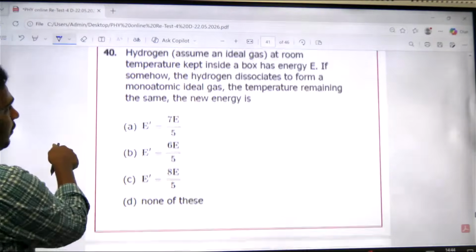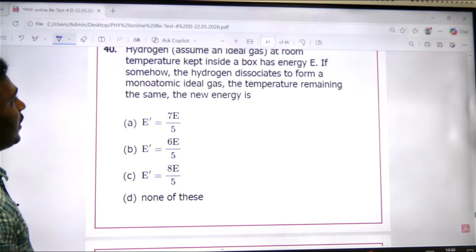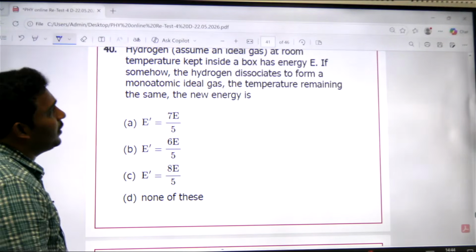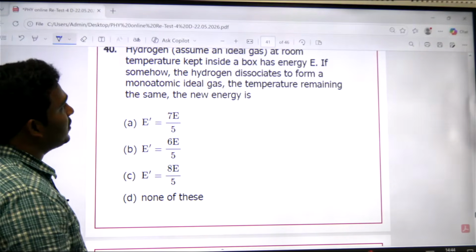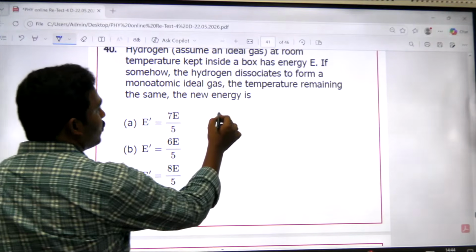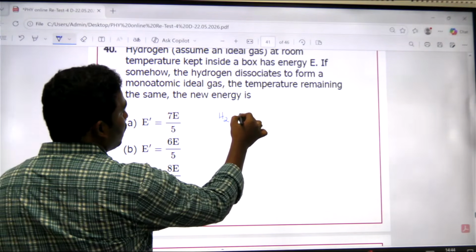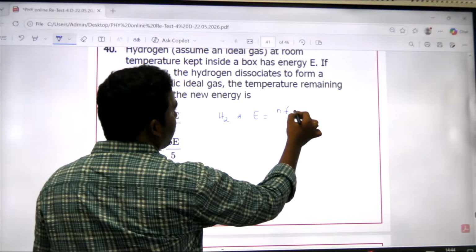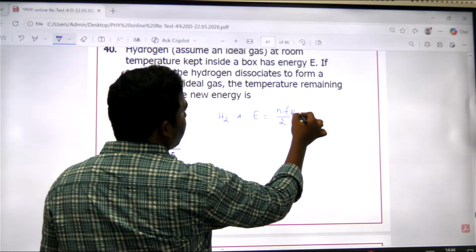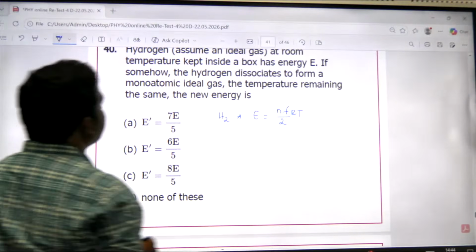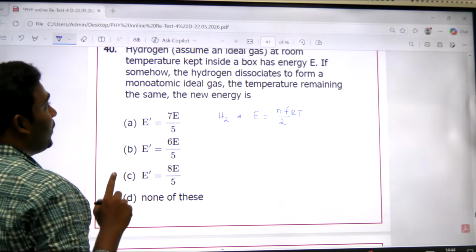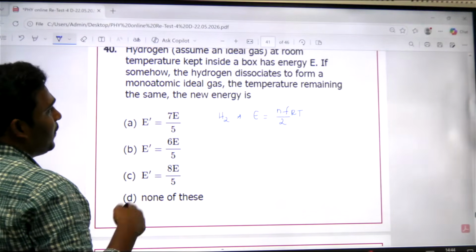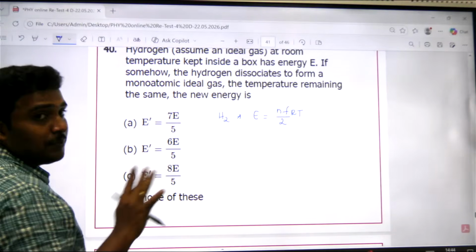Going to question number 40. Hydrogen, assume at room temperature, kept inside a box has energy E. What is hydrogen? Hydrogen is a diatomic gas. So what is the energy it has? The energy is f into n by 2 into RT. If somehow the hydrogen dissociates to form a monatomic ideal gas, the temperature is the same. There is no change in the temperature.